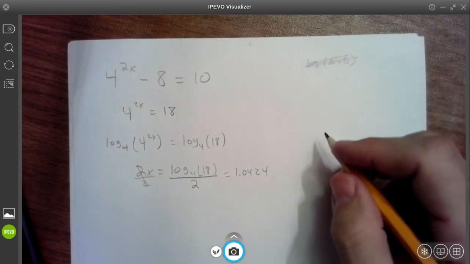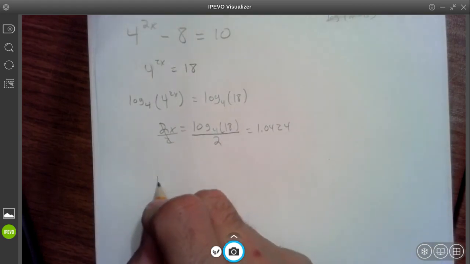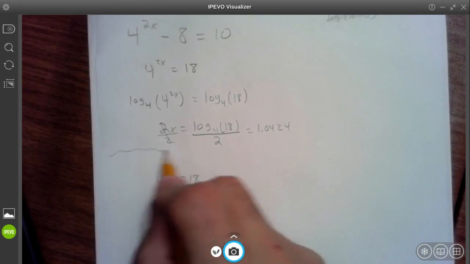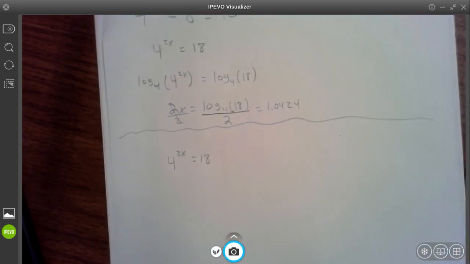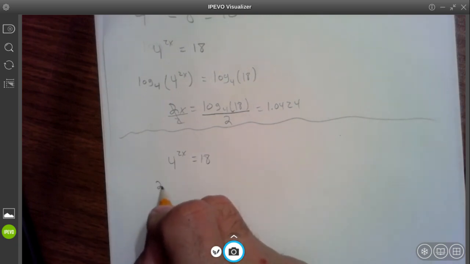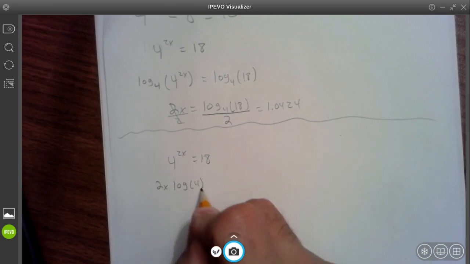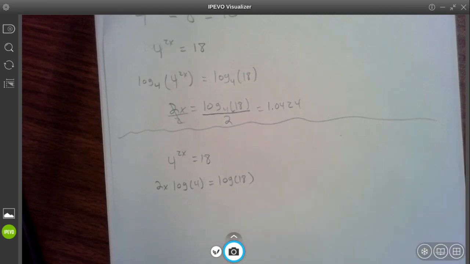1.04248125. All right, I'm going to do the whole equation again. 4 to the 2x equals 18. But this time I'm just going to do the common log. I want you to see how it plays out. So take the log of both sides, and you're going to get 2x log 4 equals log 18. Hopefully you're okay with that.